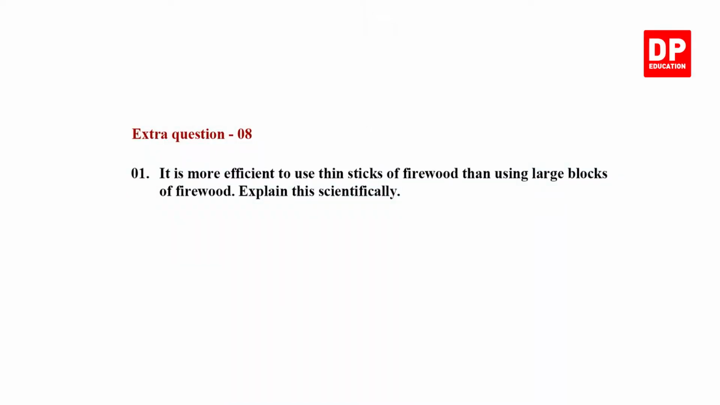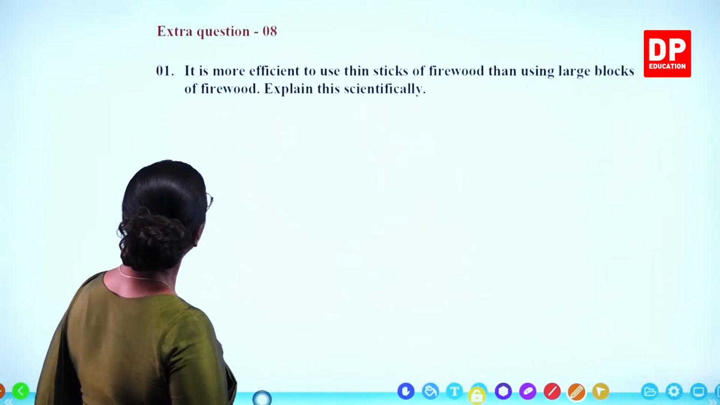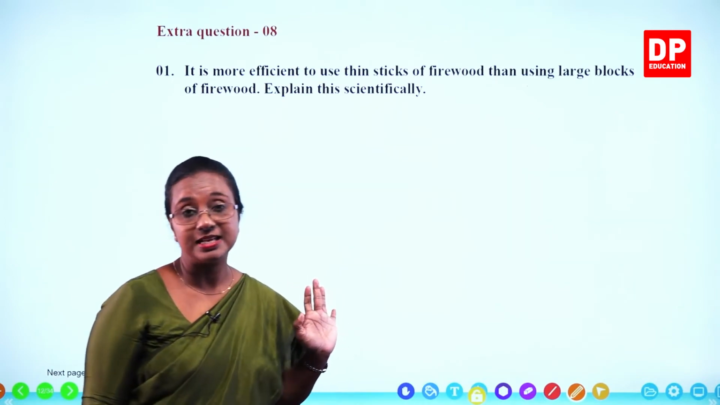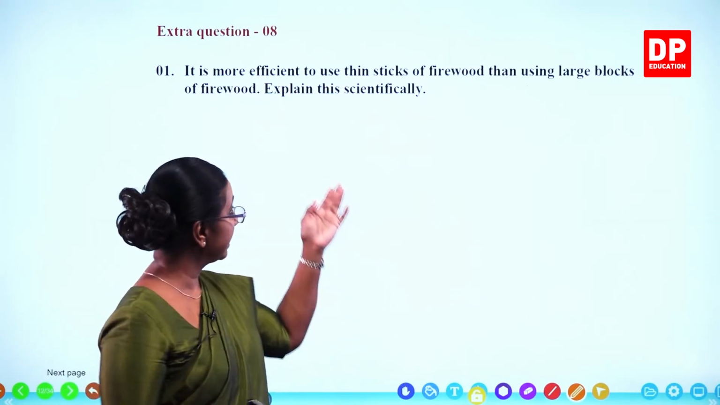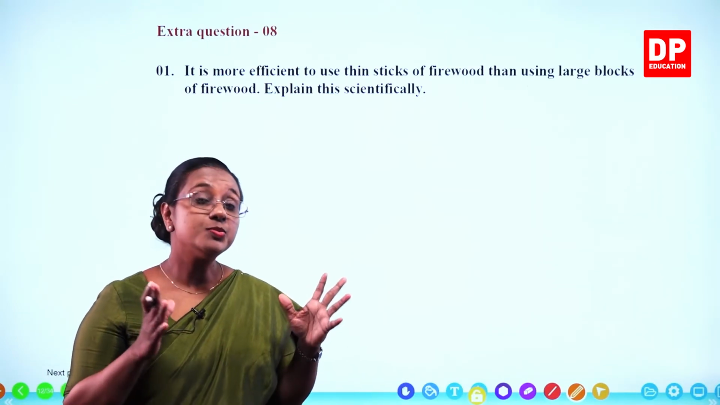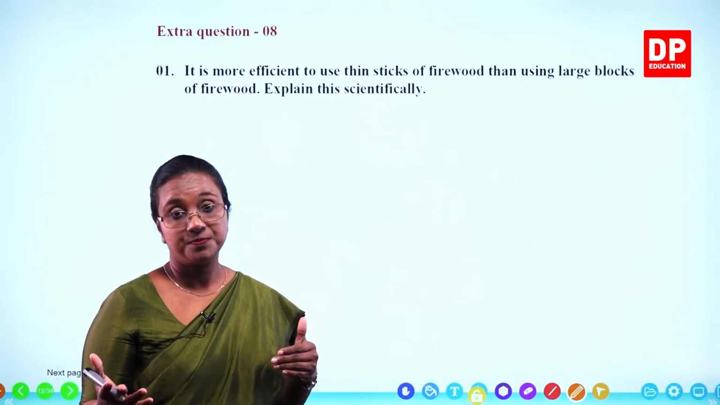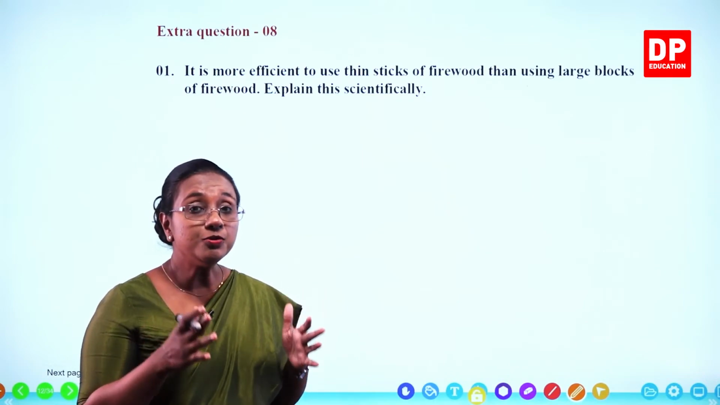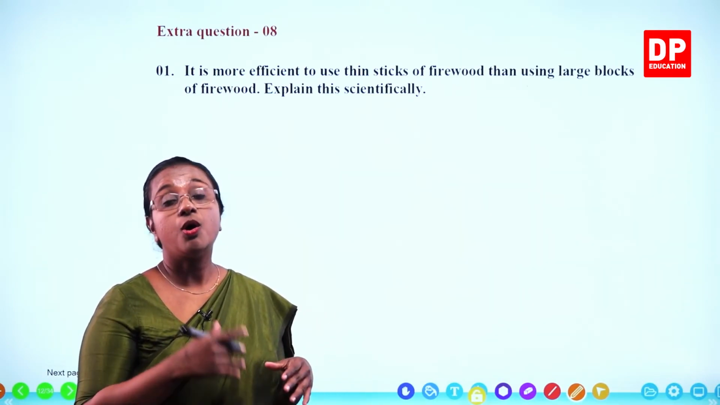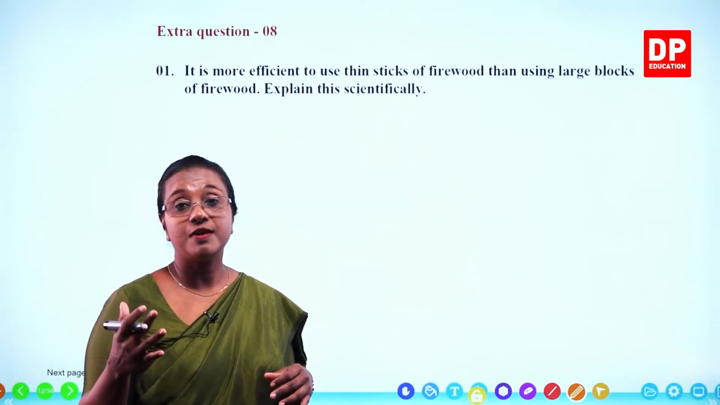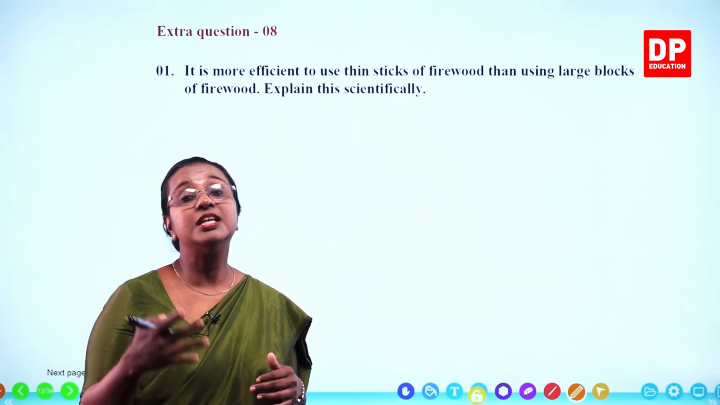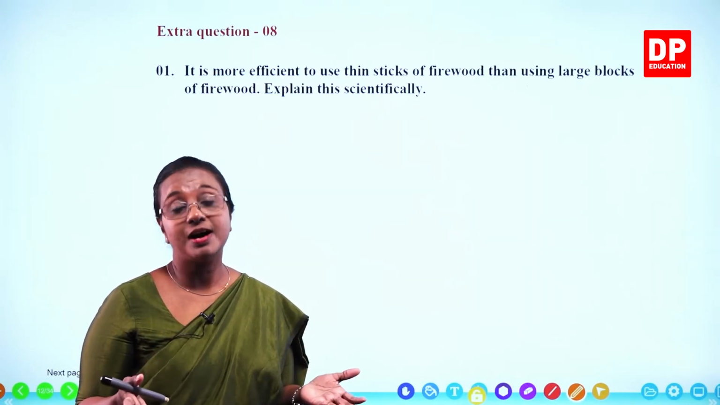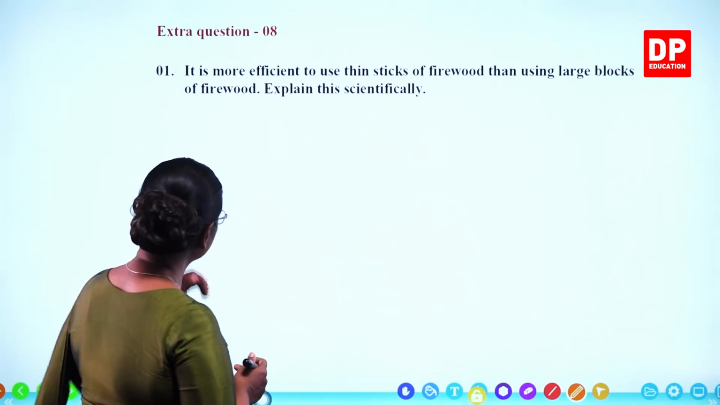Extra question 8. It is more efficient to use thin sticks of firewood than using large blocks of firewood. Explain this scientifically. So you can have a log of wood. You can split it into small splints, that is the small sticks of firewood. Small splints burn faster. Why is that? When you split it into smaller pieces or small splints, the surface area of firewood increases. So when surface area increases, the rate of combustion is higher. So it burns faster. That is what you have to explain here.